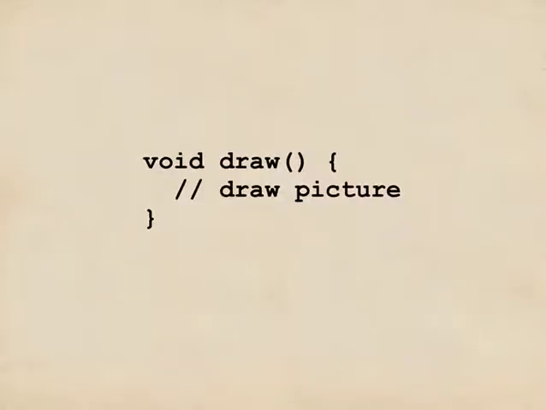In Processing, we create each frame with a call to draw. When draw is finished, nothing in Processing is even running until it's time to draw the next frame. Then draw wakes up, draws its picture, and it goes away again.